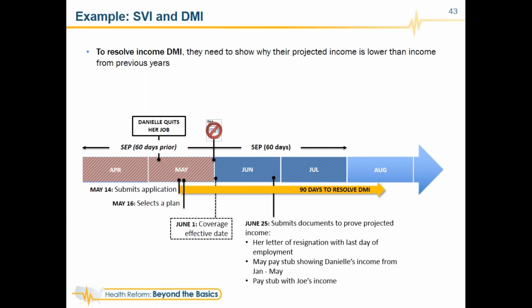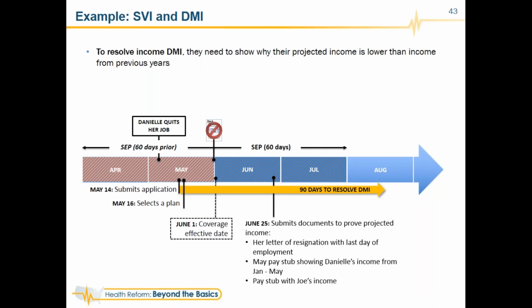And more importantly, to resolve an income DMI, it's a really good idea to include a cover letter explaining how all the different income sources, all the different documents that you're submitting, combine to equal the projection the family made on the application. And so you'll have a cover letter, and then you'll also include those supporting documents that get you to what your income projection was.